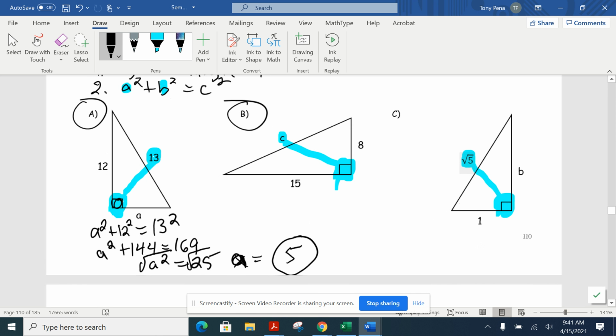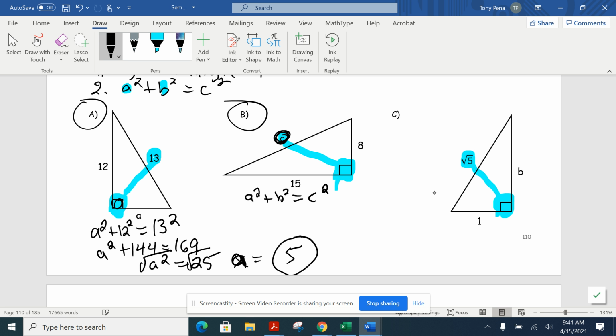So letter B, when we set up the a squared plus b squared equals c squared, the c must be the hypotenuse. So this has to remain c. 8 and 15 don't really matter where you assign them for a and b. I think probably intuitively a comes before b, so we'll make the smaller number your a. That is not necessary, however. And then we'll make the bigger number the b, so that'll be our 15.